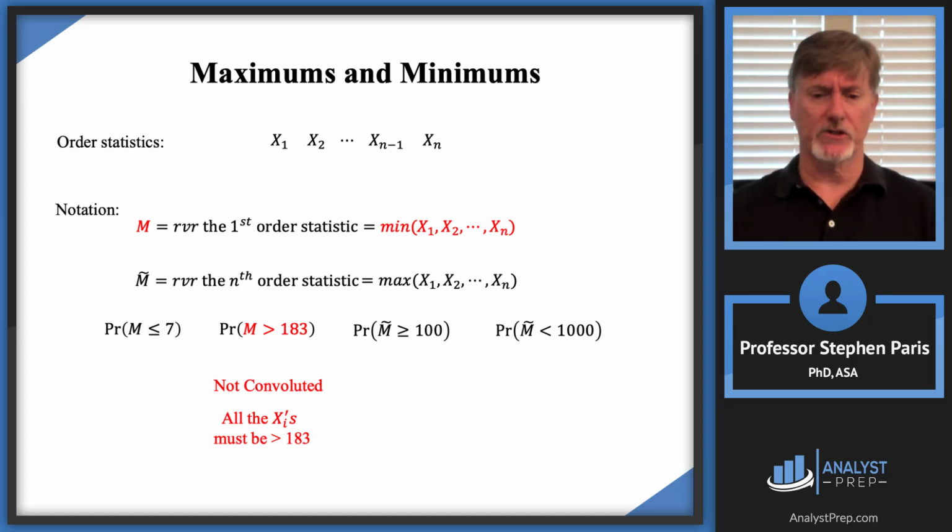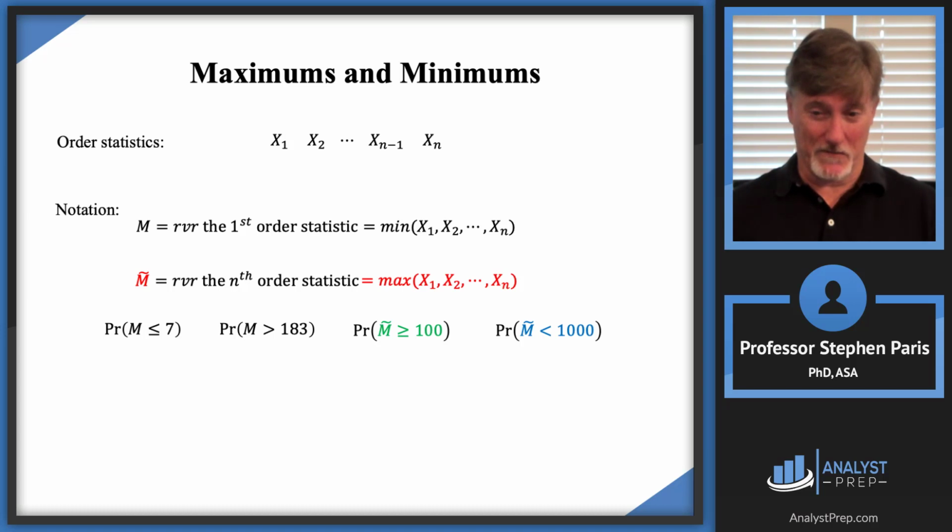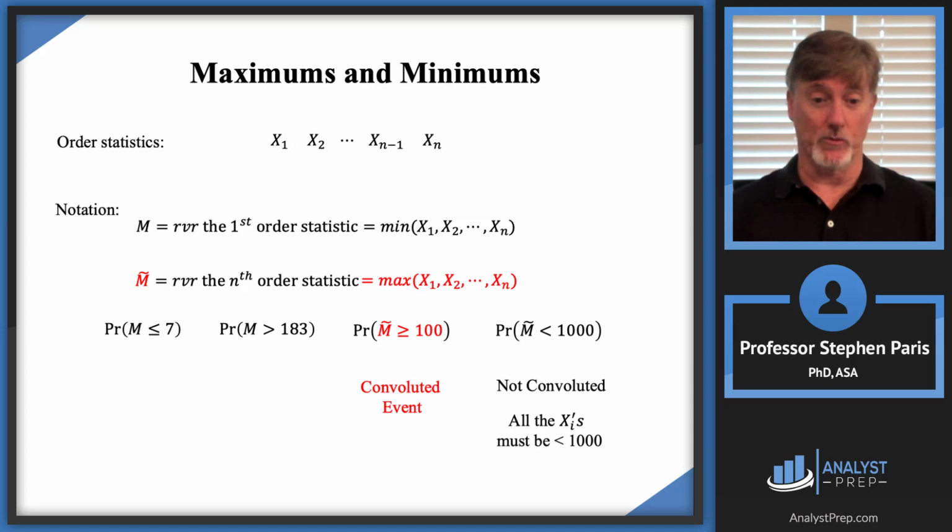Okay, so now let's move on to maximums, and let me highlight in green and blue these events that I'm taking the probability of with respect to the maximum. I want you to pause the video for a second and decide which one of these events is a convoluted event and which one is not. The fact is that the first event in green, I'm going to change it to red, because that's going to be the convoluted event: the maximum being greater than 100.